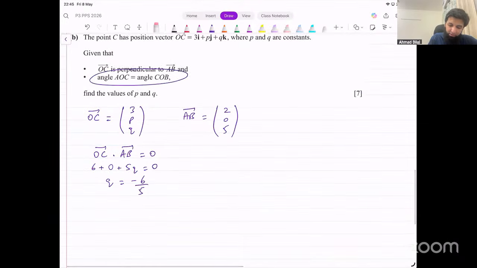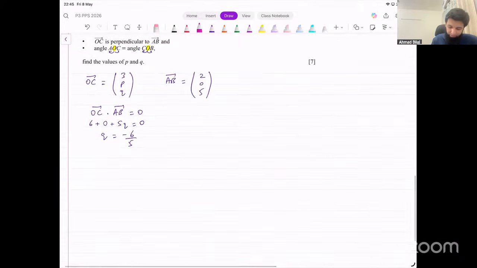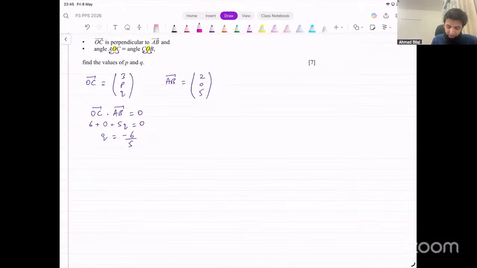The angles are supposed to be equal. Now, the angle at the point O in both of them. Which vectors do we use? OA, OC, and OC, OB. These are the vectors that we'll be using for that. Let's make an equation for that as well. If the angles are equal, then their cosines are also equal to each other, right? Cos of AOC should equal cos of COB.